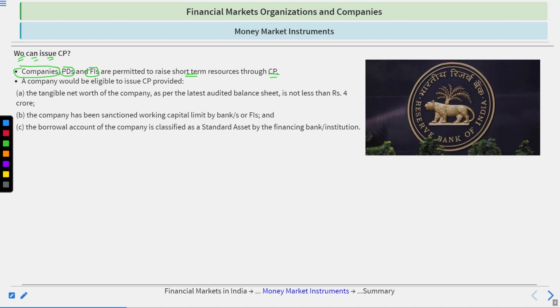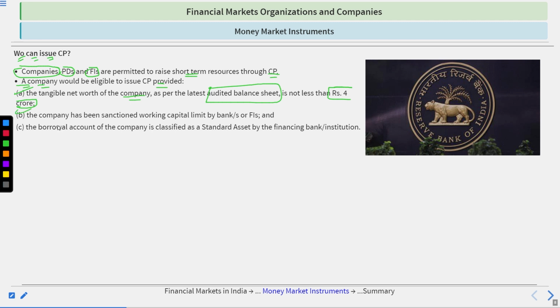Then a company would be eligible to issue CP provided, first, the tangible net worth of the company as per the latest audited balance sheet is not less than 4 crores. Tangible means the visible and physical assets of the company as per their latest audited balance sheet. The amount of these must not be below rupees 4 crores.